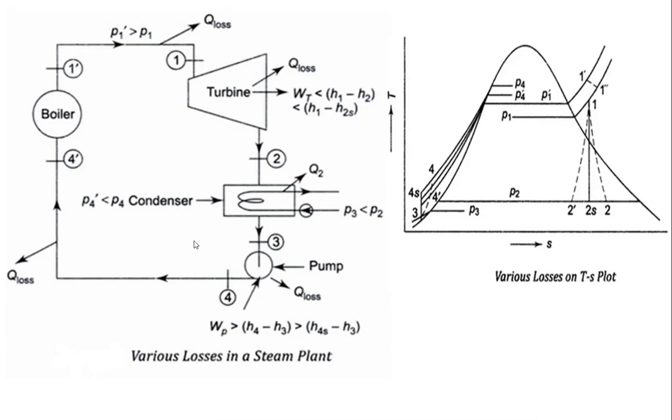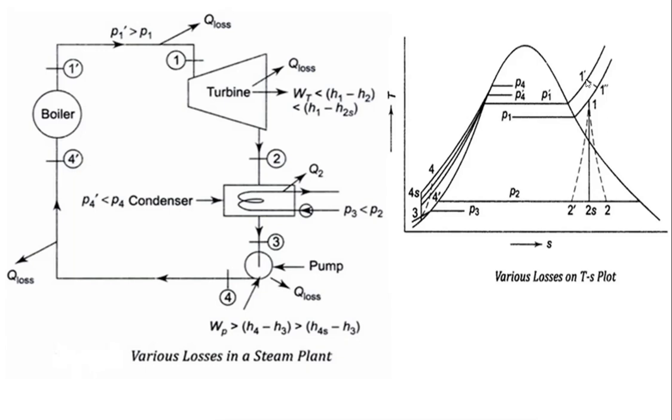So these are the losses, and this is the actual TS diagram. The actual TS diagram is from 1 to 2, 2 to 3, 3 to 4, 4 to 1. Okay, this is the actual vapor power cycle processes. And you can see here, this is the 1 dash state point, the state of the steam exit of the boiler.